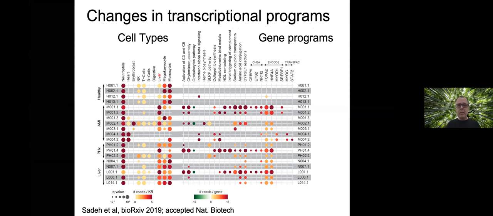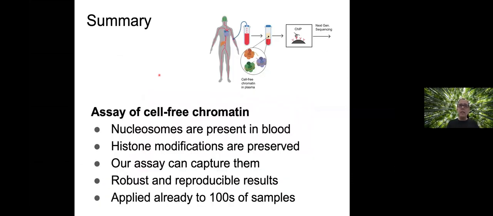And again, for the sake of time, I'm skipping a lot of stories here, and I'll just summarize that we have a new assay for cell-free chromatin. It's very robust and reproducible. It shows that those histone modifications are preserved through the cell death and through the circulation and the collection.